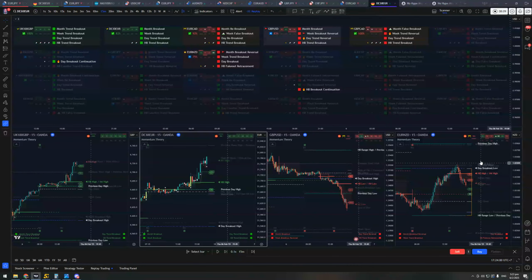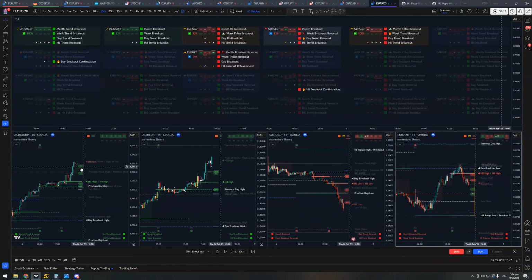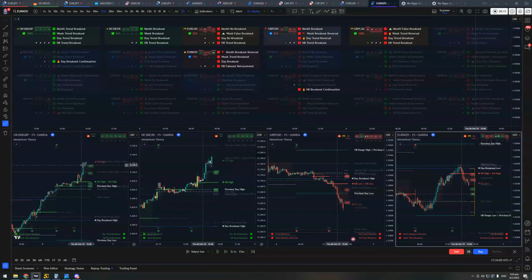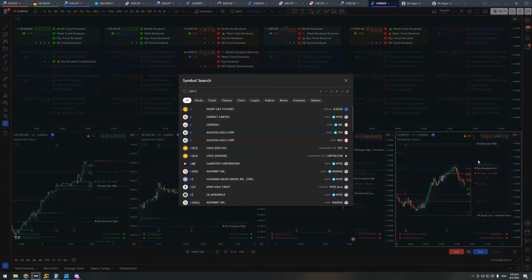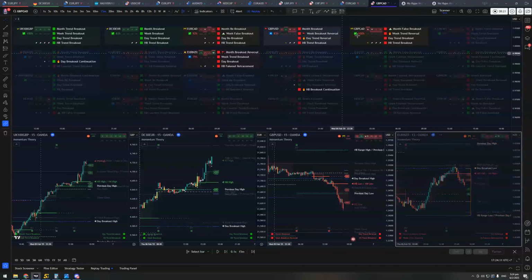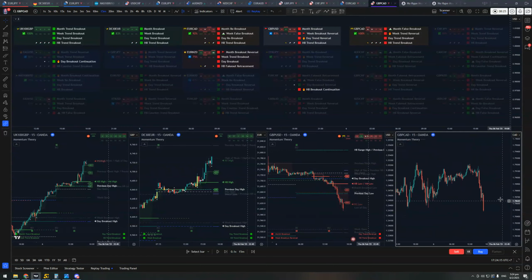So we have GBP CAD. So GU is moving down nicely. D30 is moving up. UK 100 is kind of stuck here. Let's see what GBP CAD is doing. So GBP CAD and EuroCAD are both range setups.